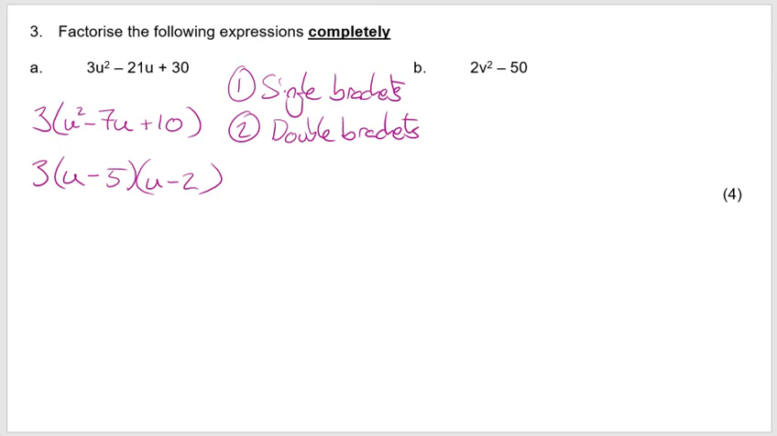Question B, is there something I can take outside of a set of single brackets? The answer is yes. I've got a common factor of 2. So I'm going to start with that. So 2 outside the brackets and then v squared minus 25 inside. I've then got a difference of 2 squares. So I'm going to go to my second step of double brackets and split this into v plus 5, v minus 5. A pair of conjugate expressions, exactly the same expression, but the sign within changing.